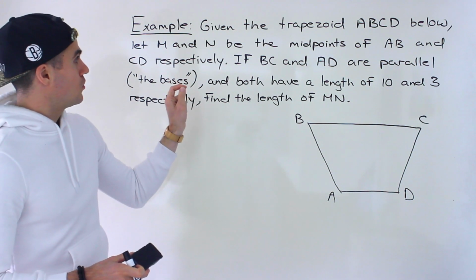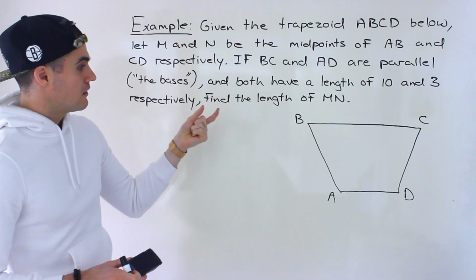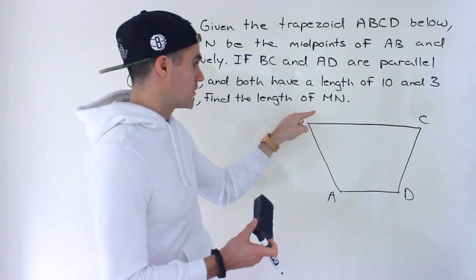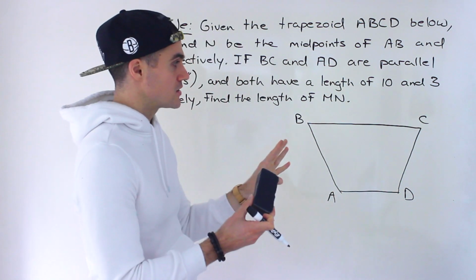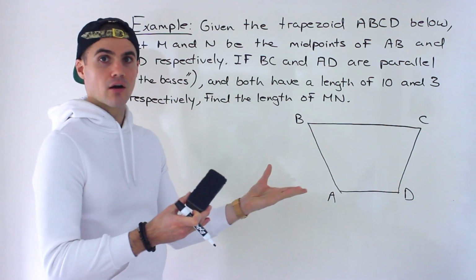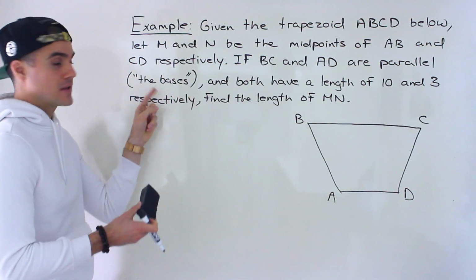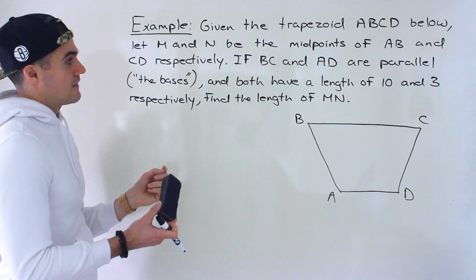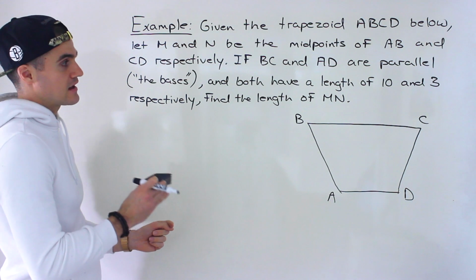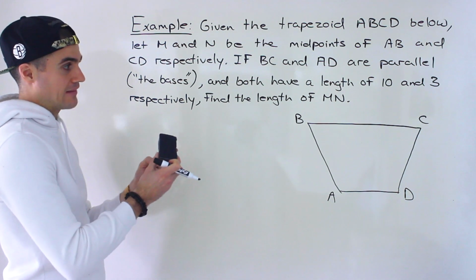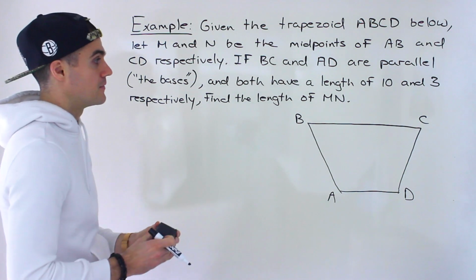And then we're told BC and AD are parallel. Notice we can tell from the diagram here, BC and AD are the two parallel sides. Remember, a trapezoid is a quadrilateral that has to have one pair of parallel sides. So those are the parallel sides, or another word for them is the bases. And they have lengths of 10 and 3 respectively. We have to find the length of MN, the line segment that joins those midpoints. That's called the mid-segment line.